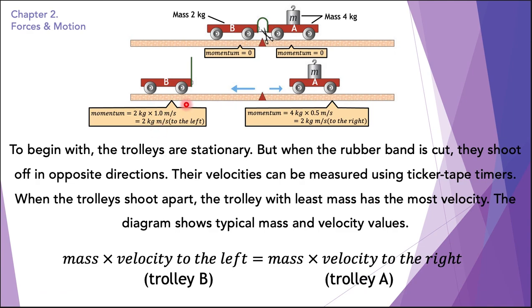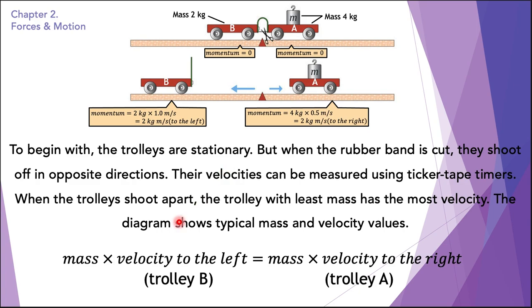So here we have another experiment, or in other words, question. To begin with, the trolleys are stationary. This trolley has mass 2 kg and this one has 4 kg mass. So when the rubber band is cut, they shoot off in opposite directions. This is the rubber band. Their velocities can be measured using ticker tape timers.